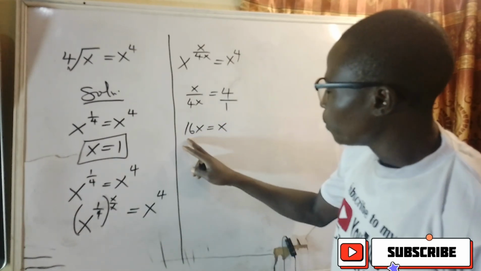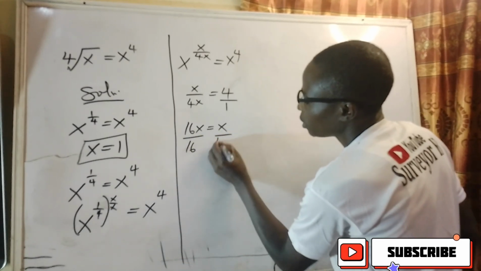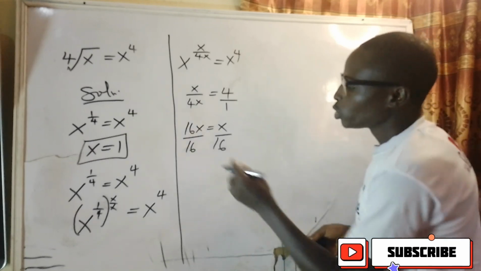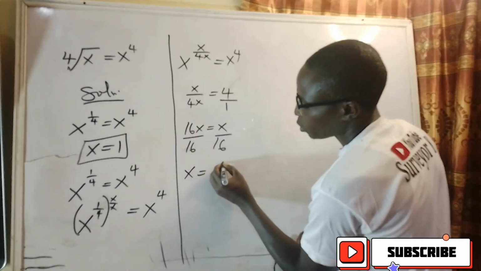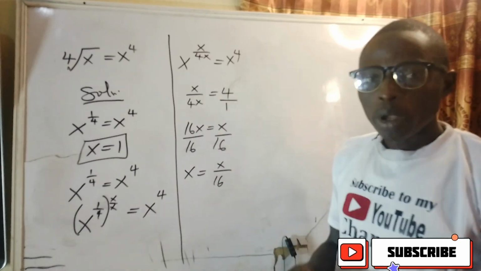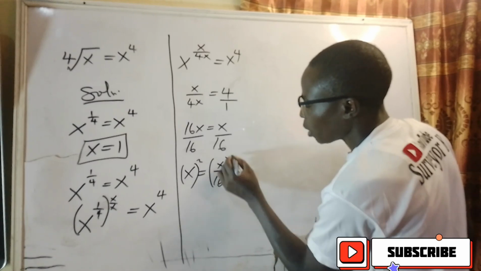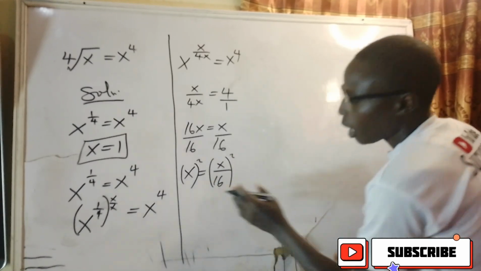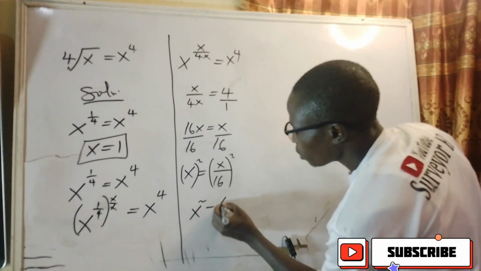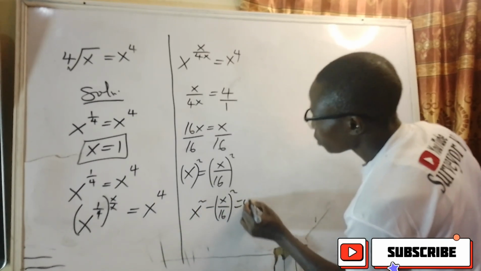I want to divide both sides by this 16, because I want to deal with 16 in the denominator. So we're going to have x is equal to x divided by 16. So I want to square both sides. By squaring both sides, I'm going to have squared here. So I want to let everything be equal to 0. So x squared minus (x divided by 16) squared is equal to 0.